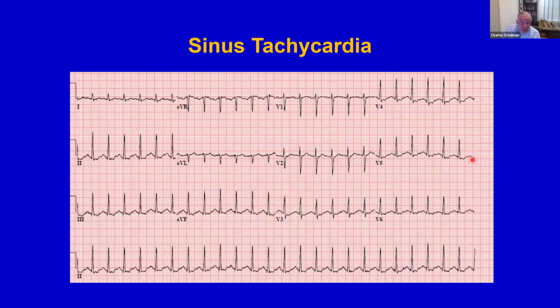So here's an example of sinus tachycardia. This is pretty fast, actually. It's a little over 150. But you can see P waves clearly right in front of every QRS. And the P waves are sinus P waves. They're upright in 1, 2, 3, and AVF. So the P wave axis is going from the upper left to the lower right, traveling inferiorly, which is a sinus P wave.